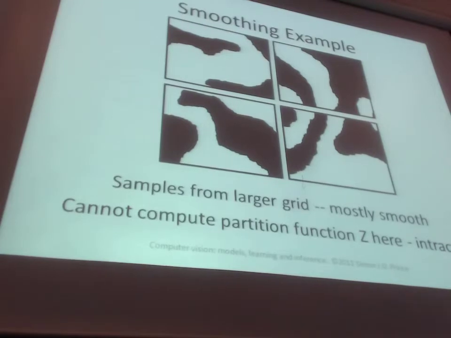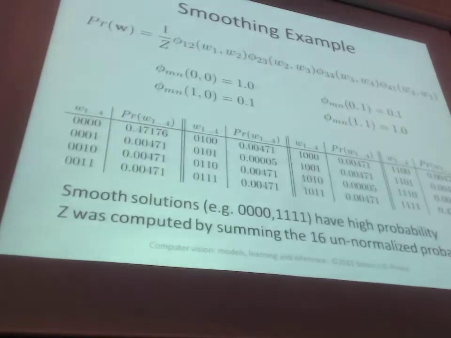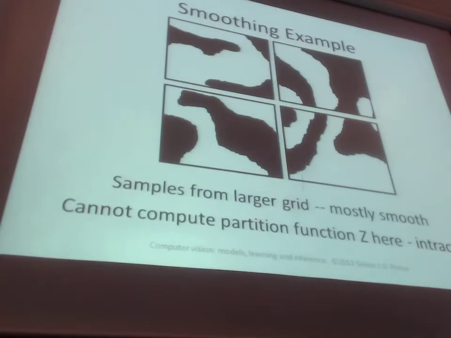And one thing that we haven't really talked about is how to do that. If you have a bunch of variables like this in a big grid, and you say, what's a sample? What's an example of a configuration of W's taken from this situation that respects as much as possible these potentials that I've defined? Then one way to do it is to do Markov chain Monte Carlo.